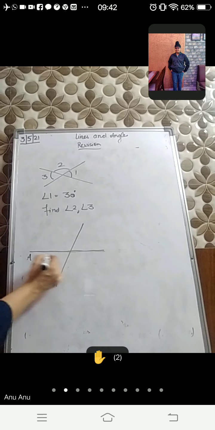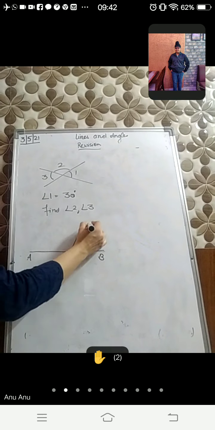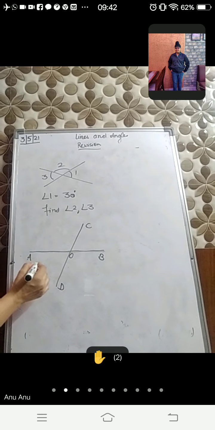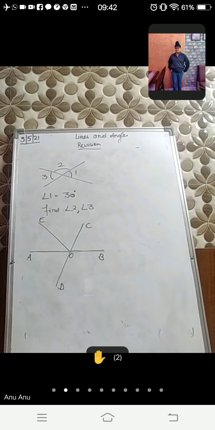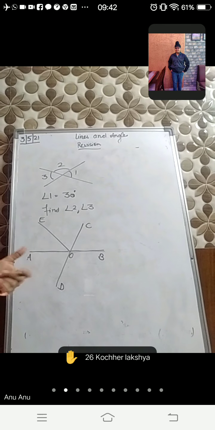This is your A, O, B, C, D, and the name of this line is E. Write three pairs of linear pairs. Three linear pairs. Write three linear pairs among this.